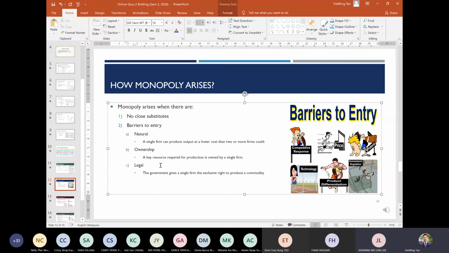Sir, can you repeat the explanation for natural? Oh, natural. Okay. Natural barriers to entry happens when the existing firm is able to have very low production costs that lead to economies of scale and prevent new firms from coming in to compete. So natural barriers to entry happens when the existing firm is able to produce the product at the lowest cost and lead to economies of scale. This will prevent new firms from coming in to compete.